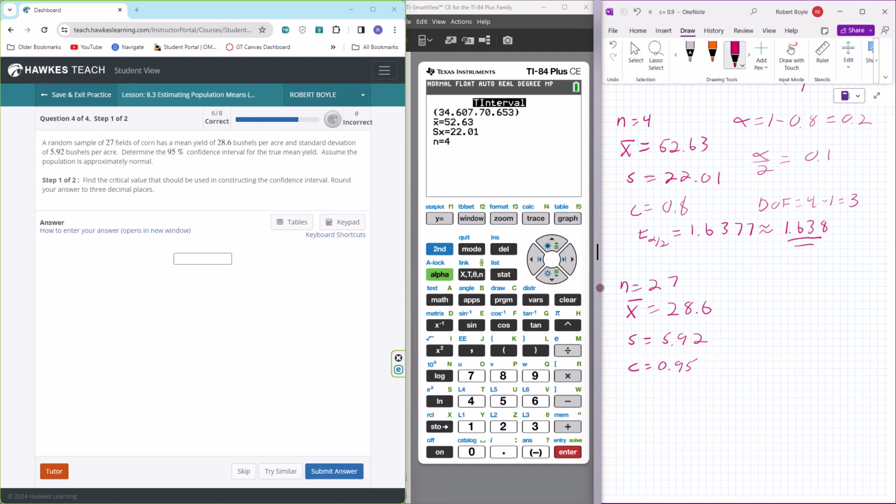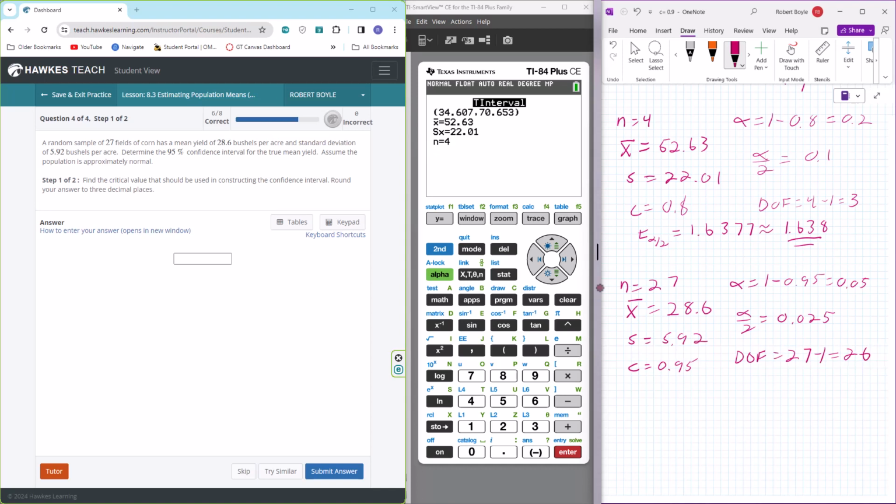First thing, test statistic. We need to figure out what alpha is. Alpha is going to be equal to 1 minus 0.95, which is 0.05. That means that alpha over 2 is going to be equal to 0.025. Degrees of freedom is going to be 27 minus 1, or 26.